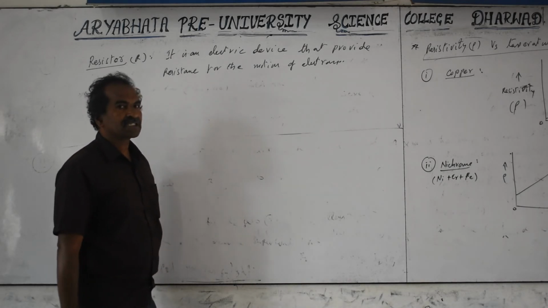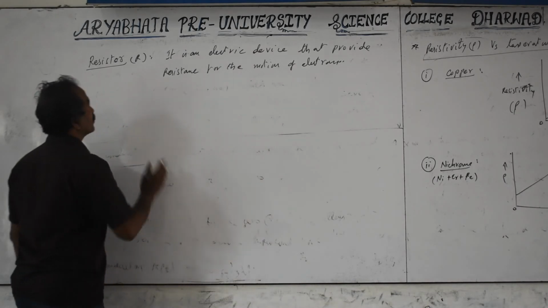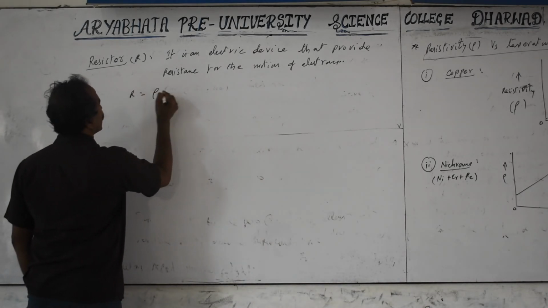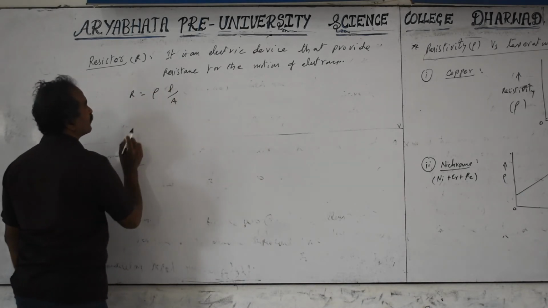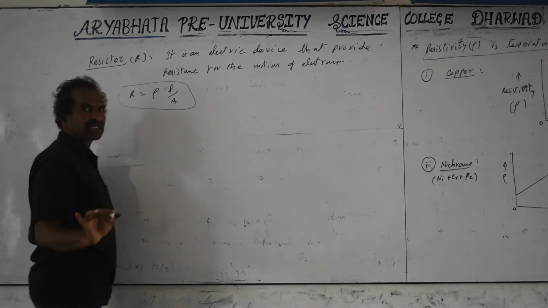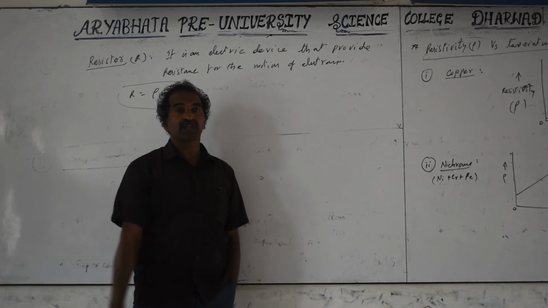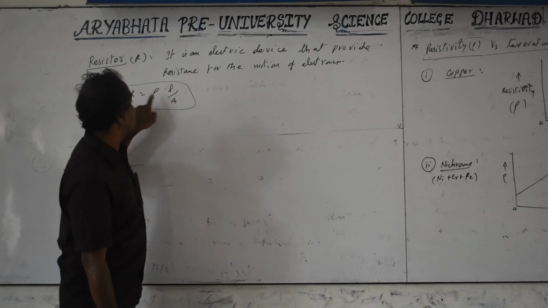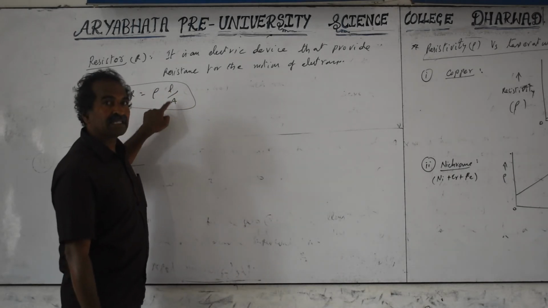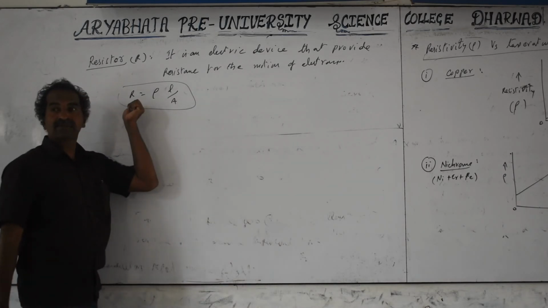Already we know the relation R equals rho into L by A. So resistance R is equal to rho L by A. Every conductor has a resistance, and an insulator has a very high resistivity. I give you the values. Resistivity determines resistance here, and length and area also affect the resistance.